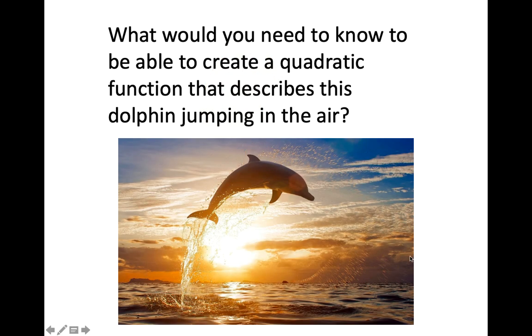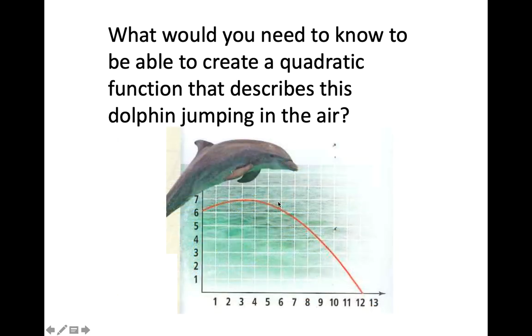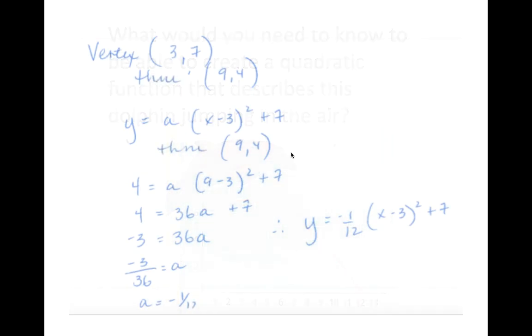Let's go back to our question then about the dolphin, and let me give you some more information. So let's say that I put the values for where the dolphin was on a graph, and I want you to give me the equation. We can see the vertex is 3 and 7. It passes through this point, which is 9 and 4. So we use our same method that we did in those earlier questions. We put in the 3 as -3 plus 7. Goes through 9 and 4, so we plug it in. And when we do our math carefully, we realize that A is equal to -1/12.